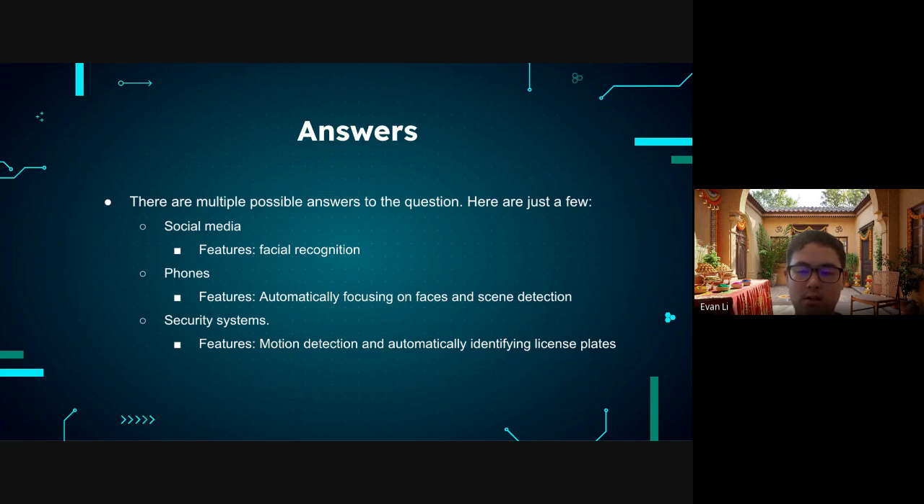And lastly, consider security systems. Many security cameras and systems use computer vision for things like motion detection, automatically identifying license plates, or even advanced facial recognition for access control or surveillance. All right, now that you've answered this question, let's get into our lesson for today.